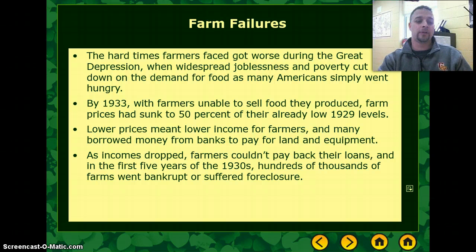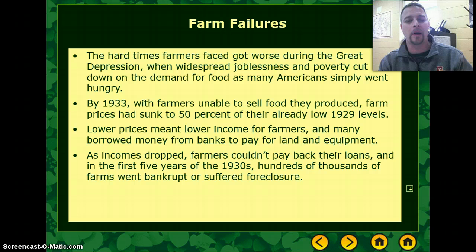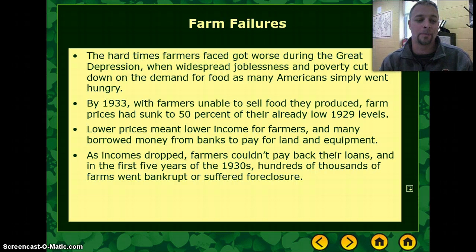Also, you had farm failures widespread during this time. Farmers, as is usually the case, get the worst of the economic downturn. Joblessness and poverty cuts demand. People simply eat less. And farmers were unable to sell the food they produce. Food prices sank to half of their already low levels from 1929. Lower prices meant lower income. And farmers who had borrowed money to pay for land and equipment couldn't sell their crops, couldn't pay their loans back.